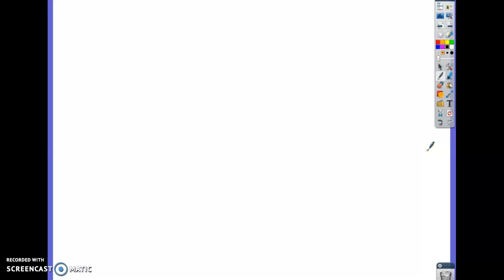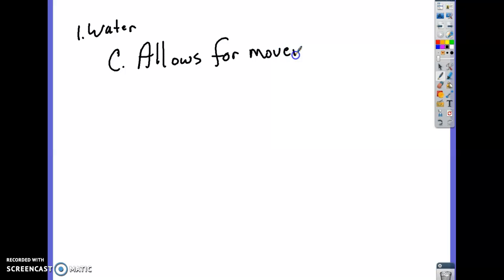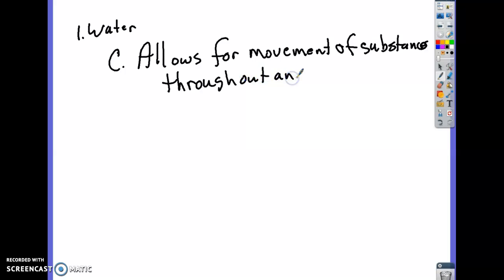All right. Now, the third thing we want to talk about with water. We've talked about several things now. The third thing is that it allows for movement of molecules or substances, compounds, whatever you want to call them, through an organism. If you're bigger than one cell, you are going to have to send things from one part of your body to another part of your body.